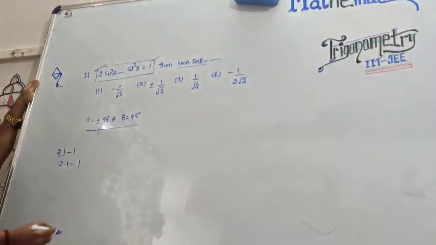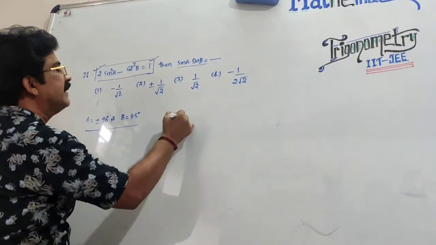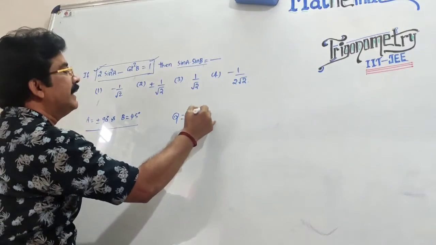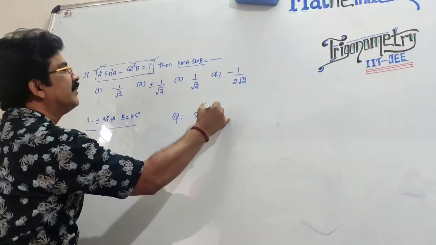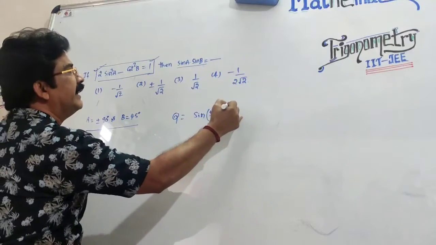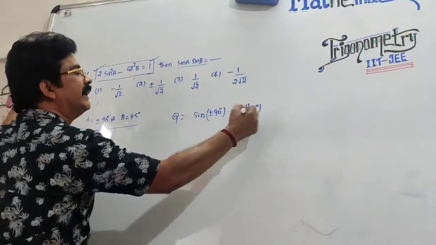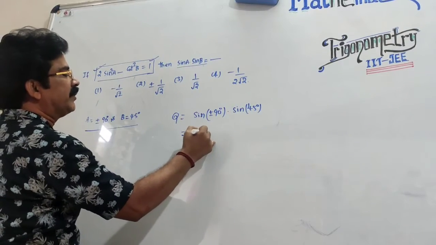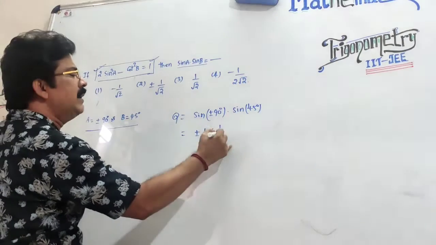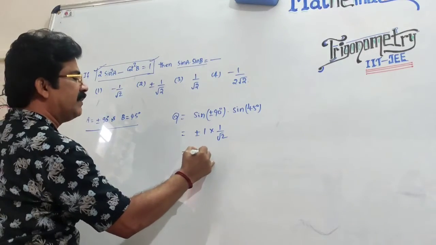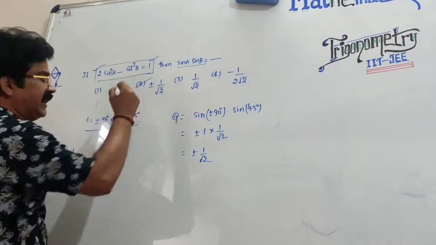Yes, verified. So therefore the question is sin A, meaning plus or minus 90 degrees, into sin B, meaning 45 degrees. So therefore it is plus or minus 1 into 1 by root 2. So that is equal to plus or minus 1 by root 2. Hence the second option is right.